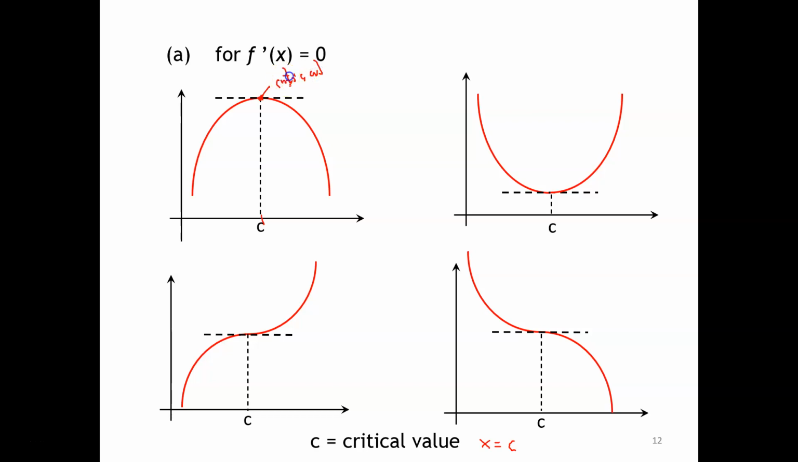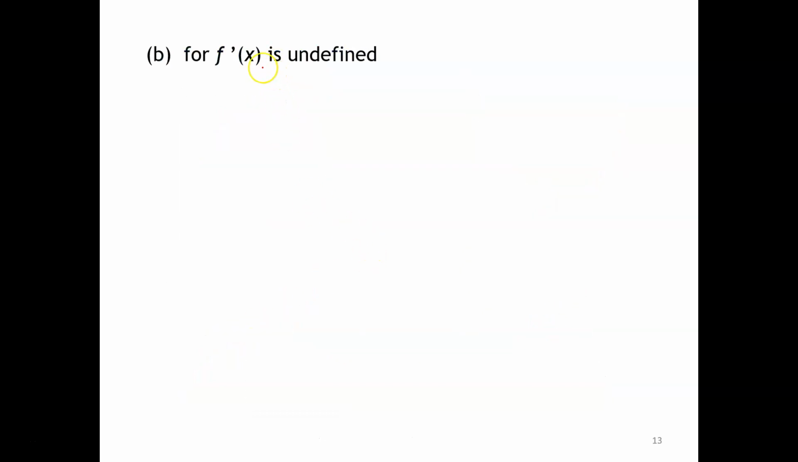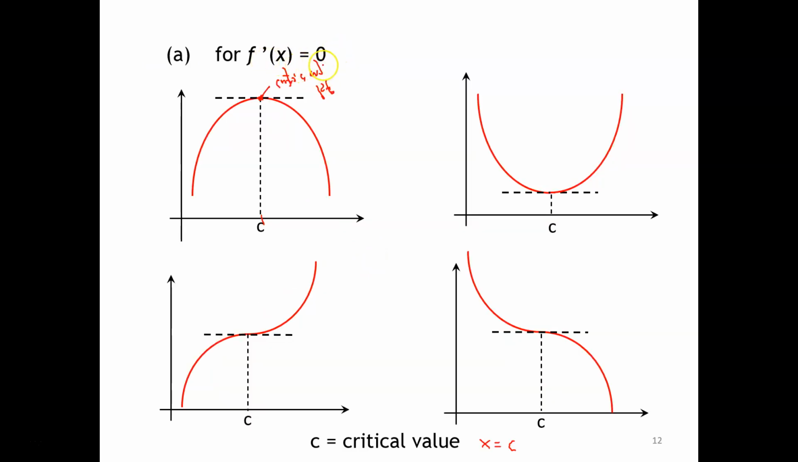Okay, critical point. This, I'm sure you know. This will be your critical point. This will be your critical values. Okay, and this also will be your stationary point yang tidak bergerak, dia di situ. Okay, as well as for this one, this will be the critical value, and this one over here. Okay, but for f prime x is undefined, that one is for f prime x equal to 0.